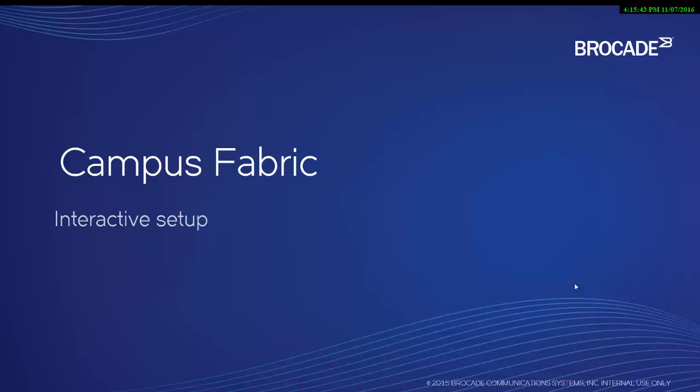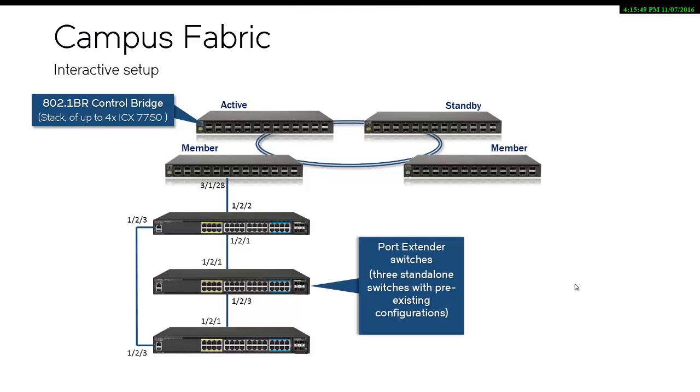Hello everyone. Today I'll walk you through the interactive setup utility of configuring Campus Fabric. Interactive setup is a faster and easier way of configuring Campus Fabric as it minimizes the CLI usage. The two things to be taken care of in interactive setup are enabling the control bridge or 802.1br mode and configuring the SPX port. All the configuration is taken care of on the CB console.